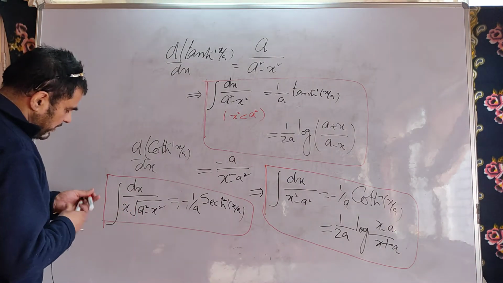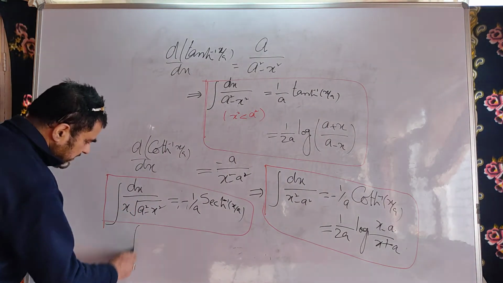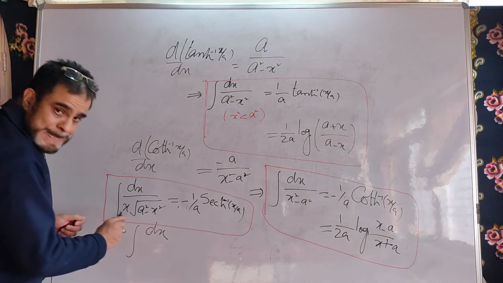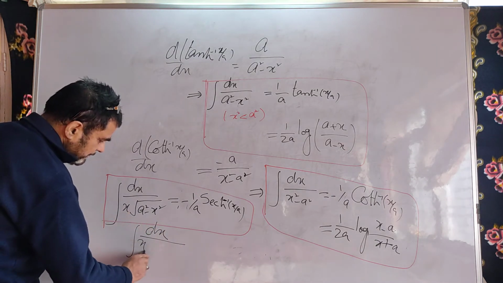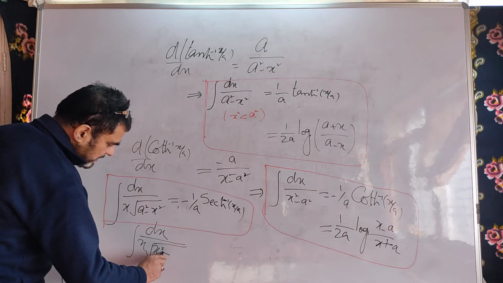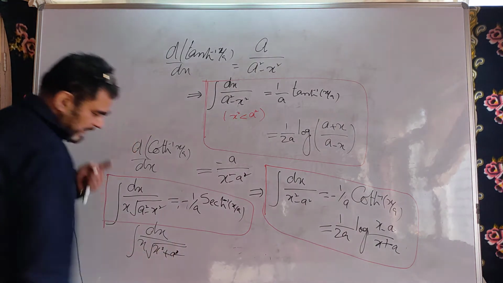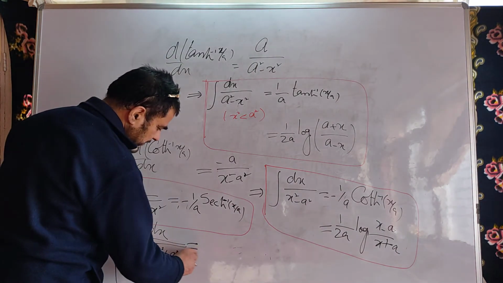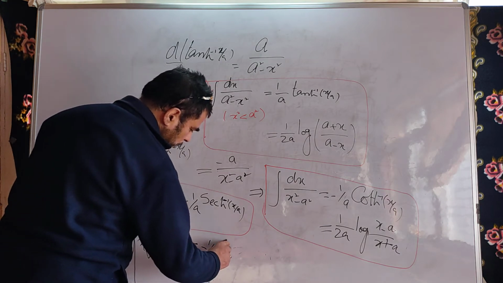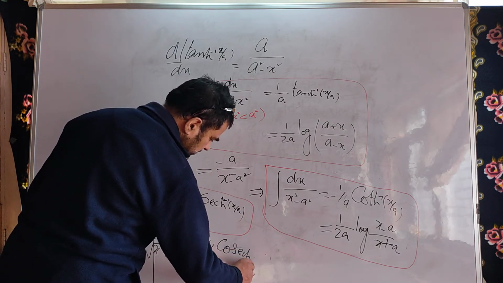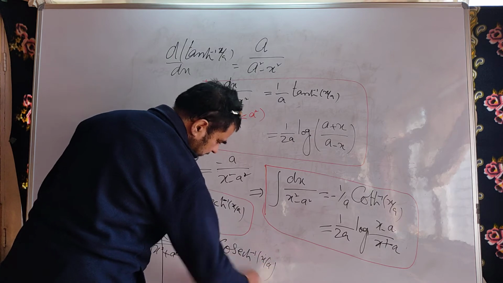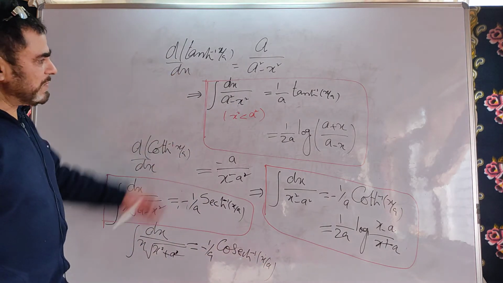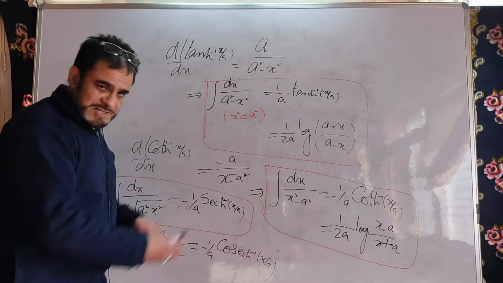You may come across a last formula you have not seen in the previous formulae. It is dx by x under root of x square plus a square. This will be minus 1 by a cosecant inverse x by a. Now next we will sum up all these formulae.